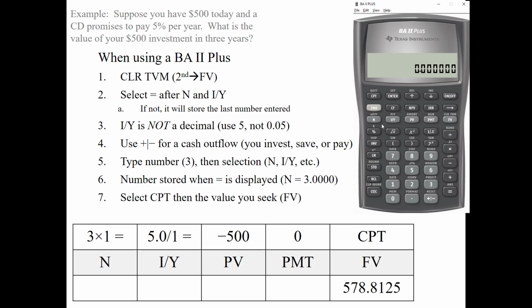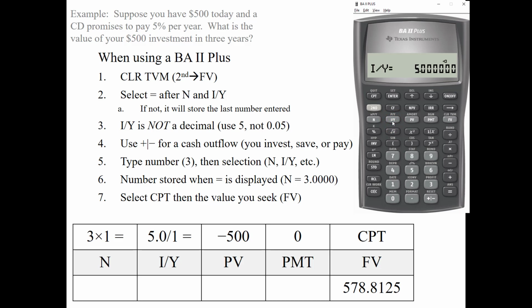And again, when we're typing in our N, we want to hit 3 times 1 because we have 3 years times the number of time periods in a year, and there's 1 year in a year. And then we want to make sure that we hit equals. And then N, and it's going to store it as N equals 3. We know that it's stored because it says N equals. Our interest rate is going to be 5 divided by 1 equals. And then we hit IY.